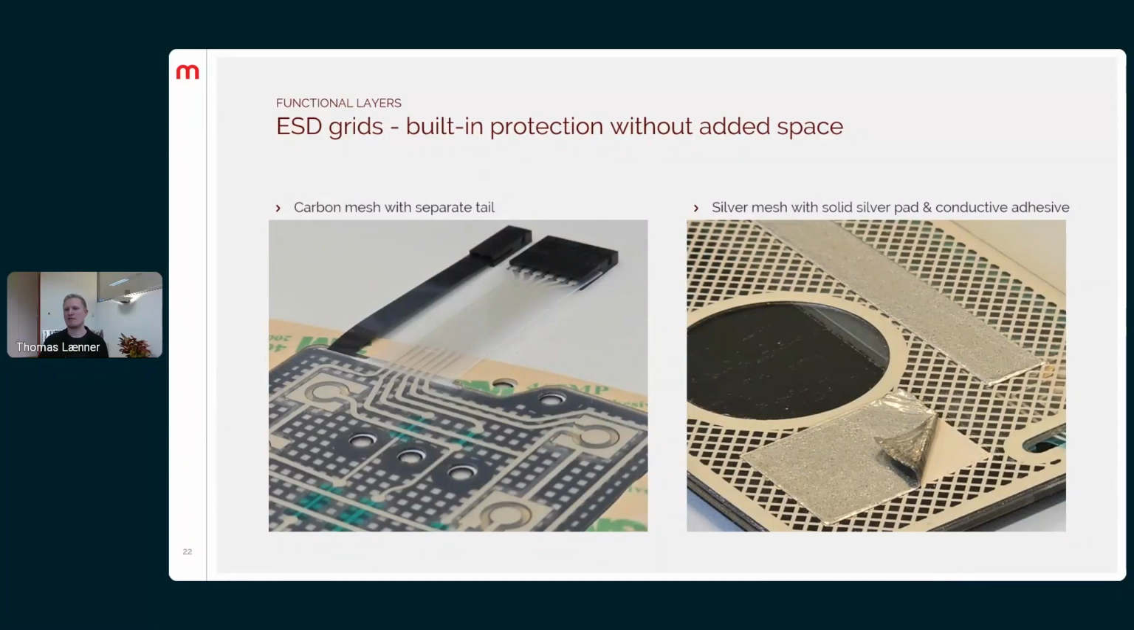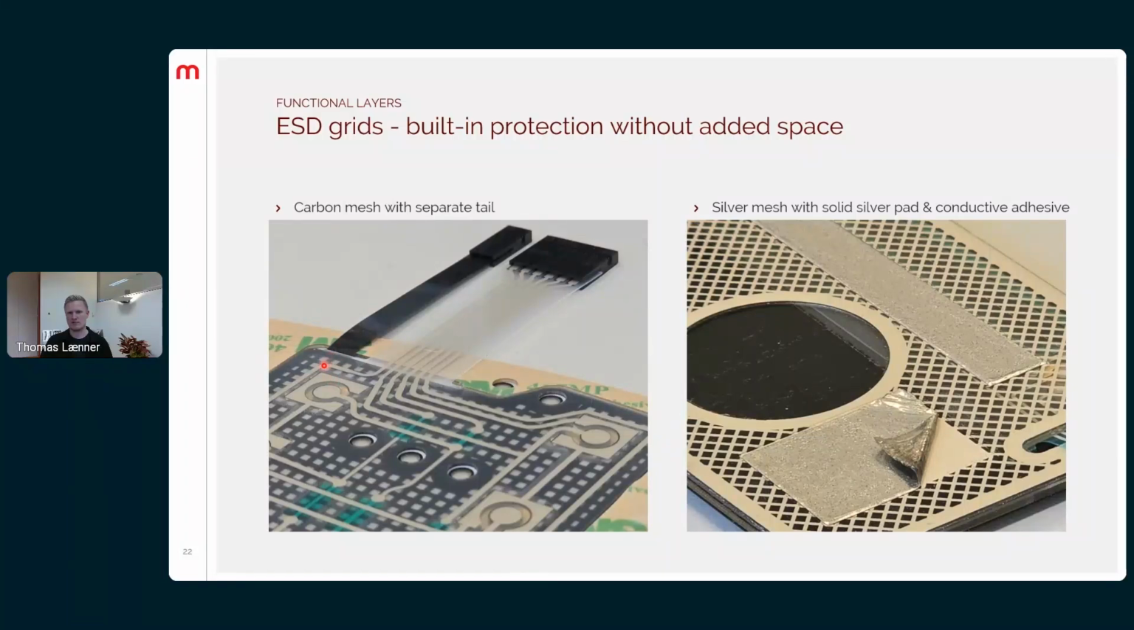And looking a bit at these functional layers, as we call them, it's also a possibility to incorporate these ESD layers, which provide an invisible shielding and protection. Yeah, and it can be integrated directly into the keypad, as you can see here, without adding too much to the thickness. In this case, the customer has incorporated a carbon mesh to protect the circuitry here from ESD.